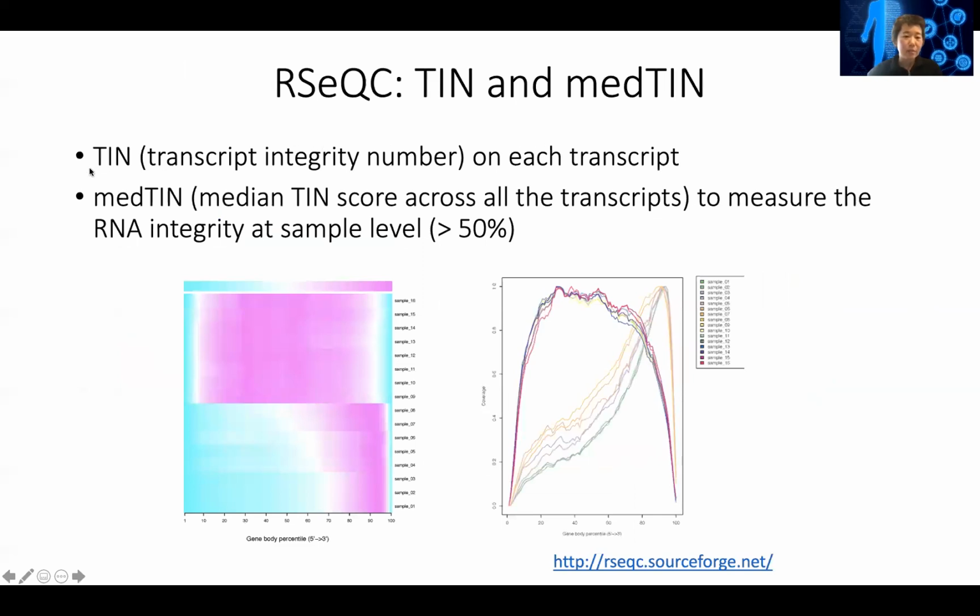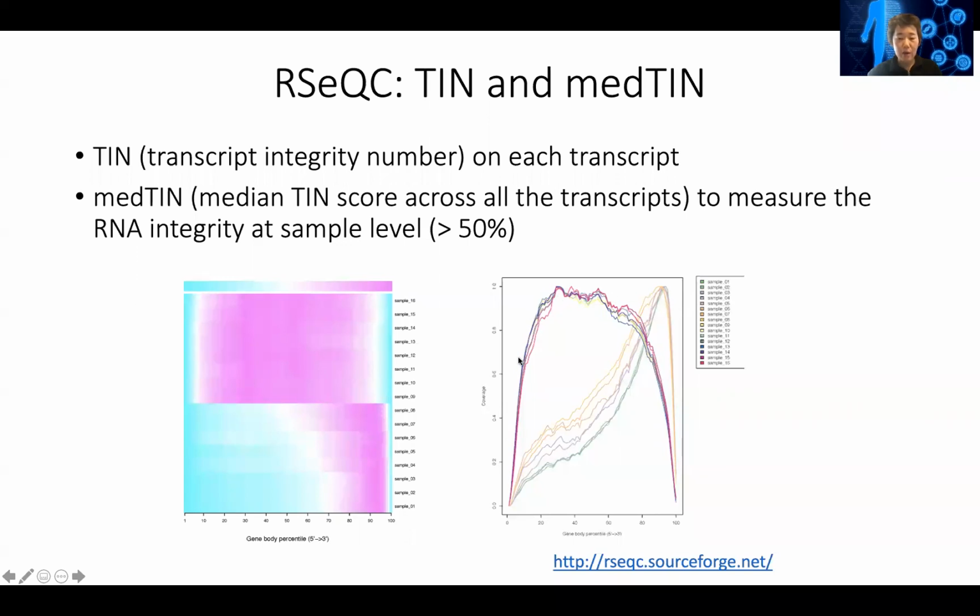Another very important QC measure, especially for archival tissues, is the TIN score, or the transcript integrity number, on each transcript. This is calculated on every gene, and at the end there is a median TIN score, which is looking at the median TIN across all the transcripts. And so in here, you can look at individual samples' median TIN score, which measures the RNA integrity at the sample level. You want this usually to be about 50%. This just gives you an idea.